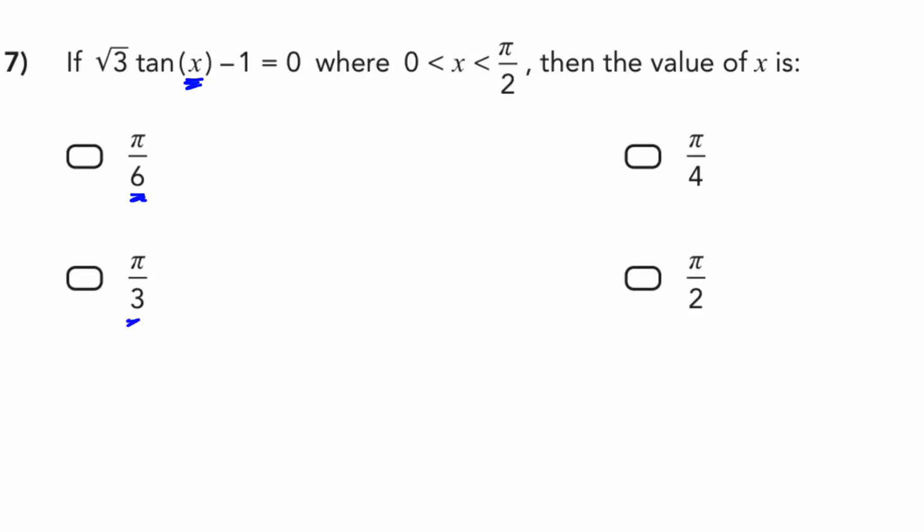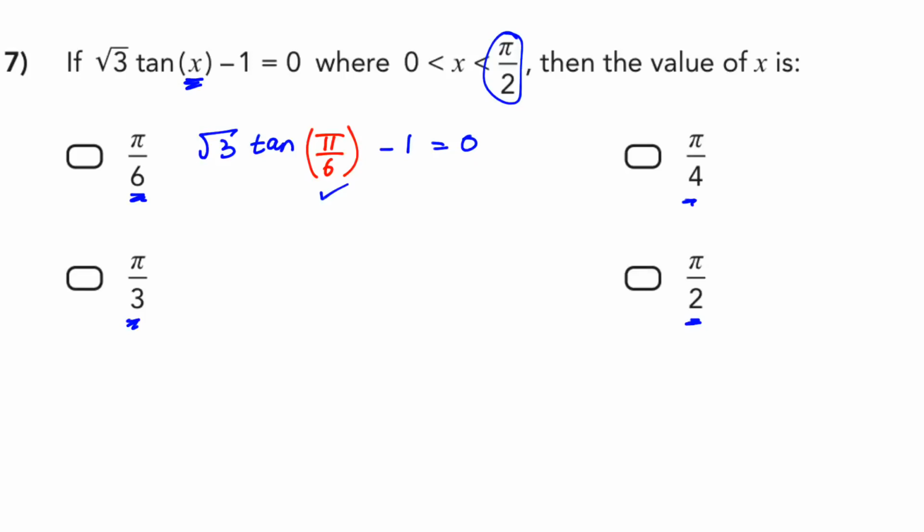Pi over 6, pi over 3, pi over 4, and pi over 2. Remember to change it in radians because our limit is pi over 2. And after you replace your x with these values, put it in the calculator like this: square root 3, tan. In place of x, put pi over 6, minus 1. If you get a 0, it means that this answer is your right answer.